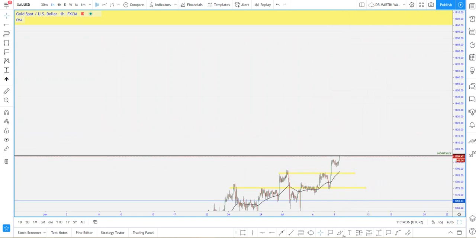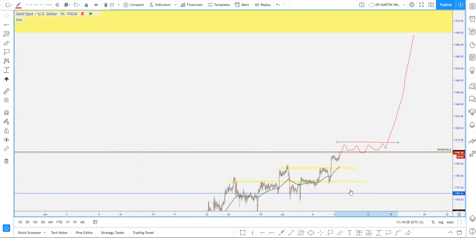If we can get this clean move, like a clean break above, and then the market ranges for a bit, and then we get a clean push to the upside, this is what I will be looking for. If we can get this clean range and then the break of the range, then I will be taking my long positions to 1900. That is what I will be personally looking for on gold.